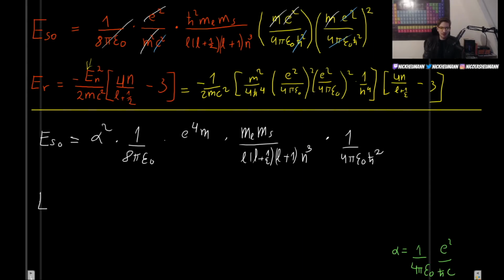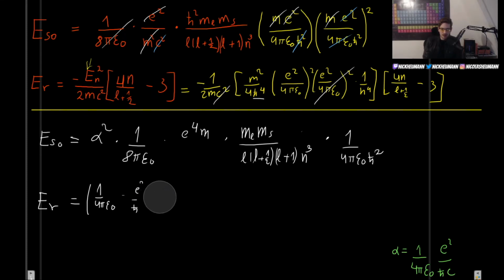Now we want to do the same thing, but for the relativistic part. So here, how can we build alpha squared? So we want to build 1 over 4 pi epsilon 0 times e squared over h bar c, squared. All right, so let's see. H bar squared we can take from here, right? We can take 2 from here. Then we can take e squared over 4 pi epsilon 0 squared from here. And then we need c squared from here.